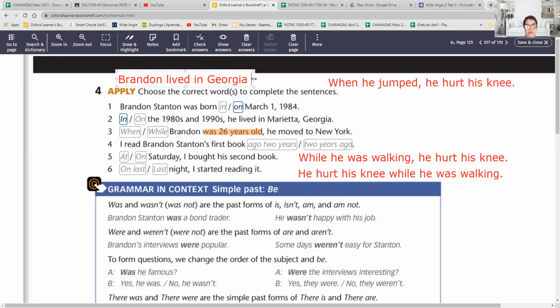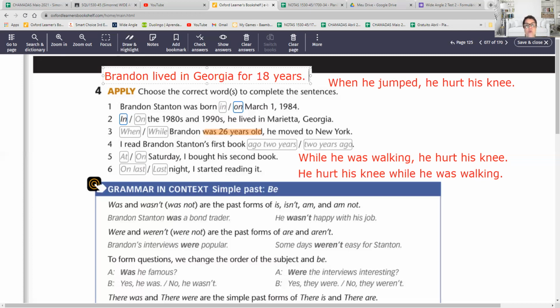Brandon, so let's go, people. Sorry. Brandon lived in Georgia for, I don't know, for 18 years, okay? Brandon lived in Georgia for 18 years. That is a fact. So I don't need to use the past continuous, okay? I'm just saying that he lived in Georgia for 18 years.